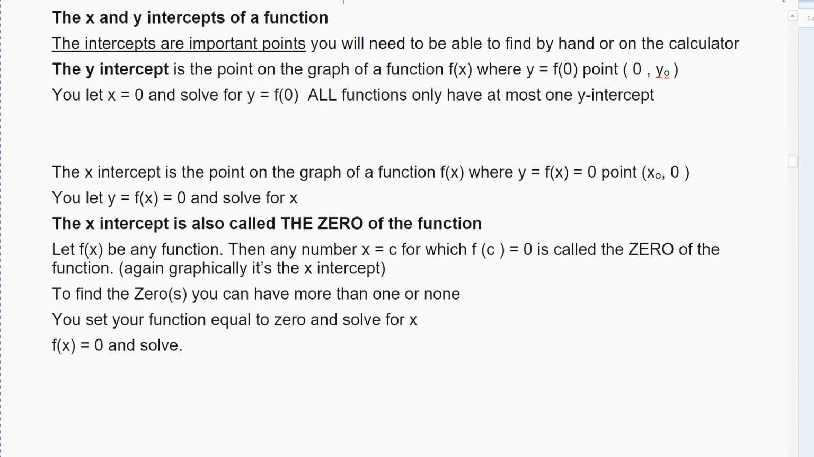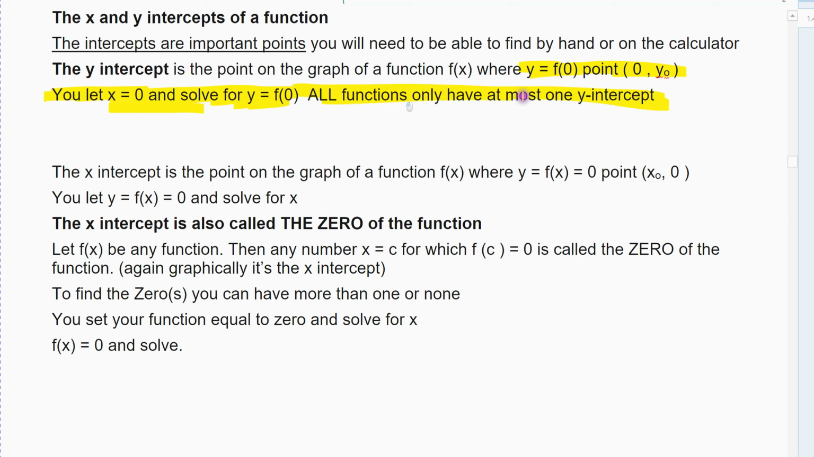All right, so the first one is the y-intercept. The y-intercept is the point in the graph where x equals 0. So I plug 0 in and I get the point (0, y naught). Y naught means the initial value for the y. When I plug 0 in, I get that y value out. And so again, you let x equal 0, you solve for y. You plug 0 in your function and solve for y.